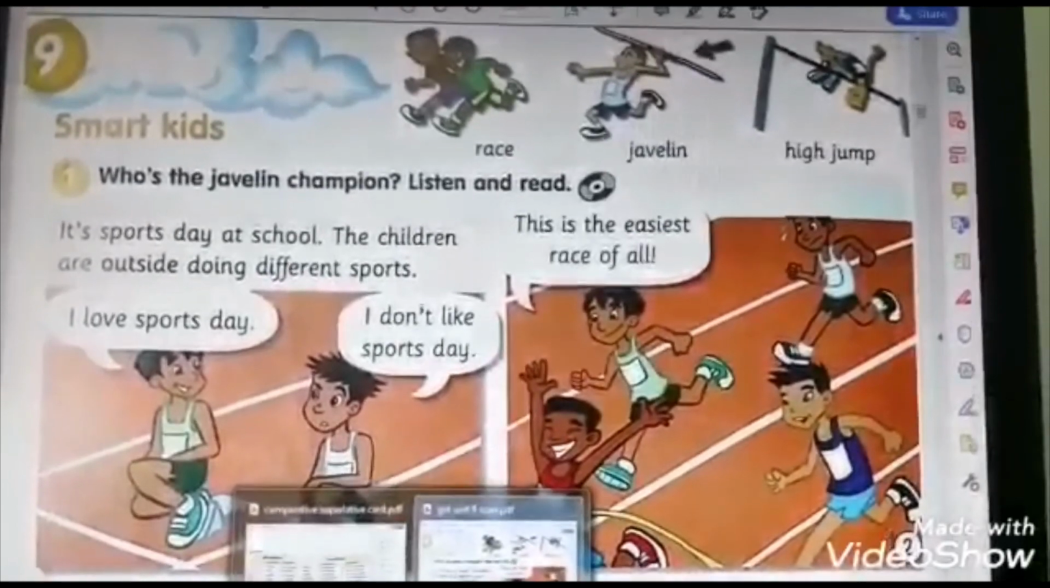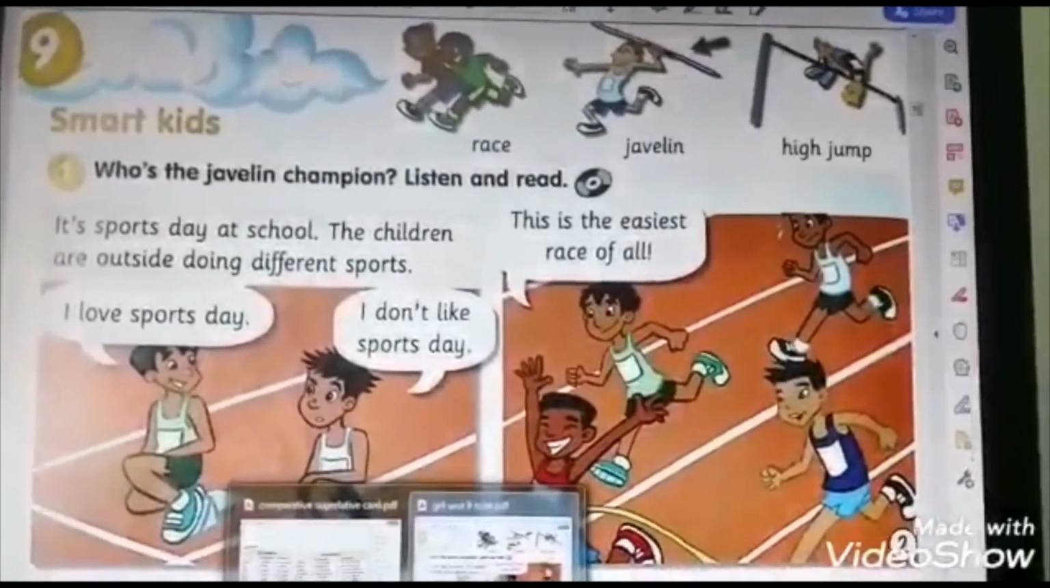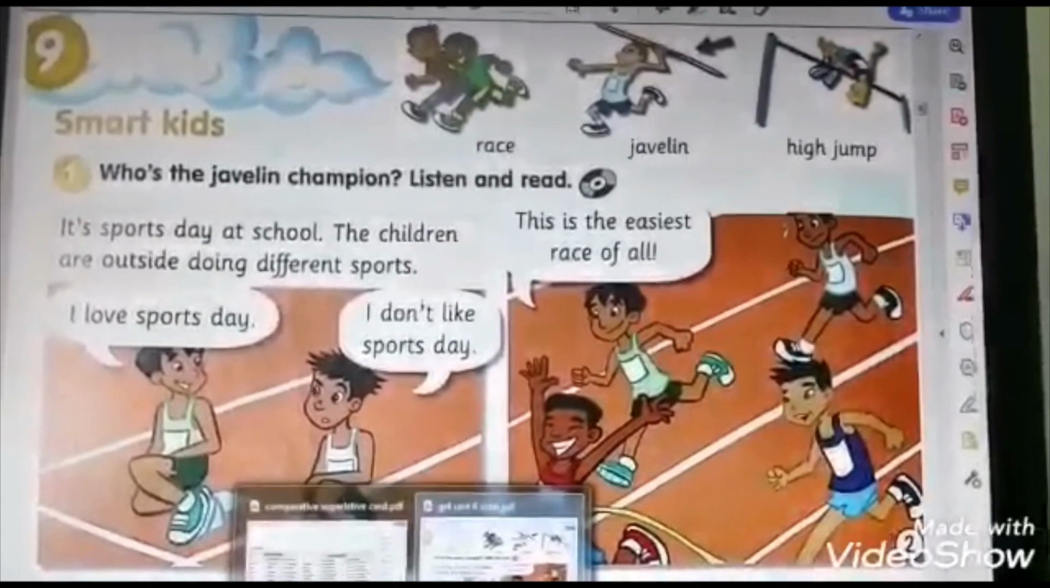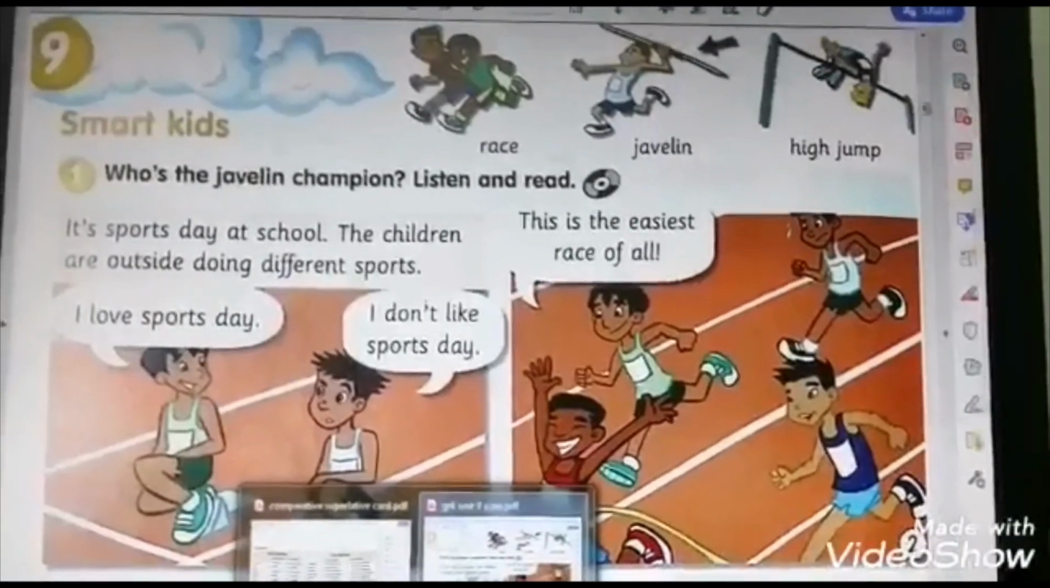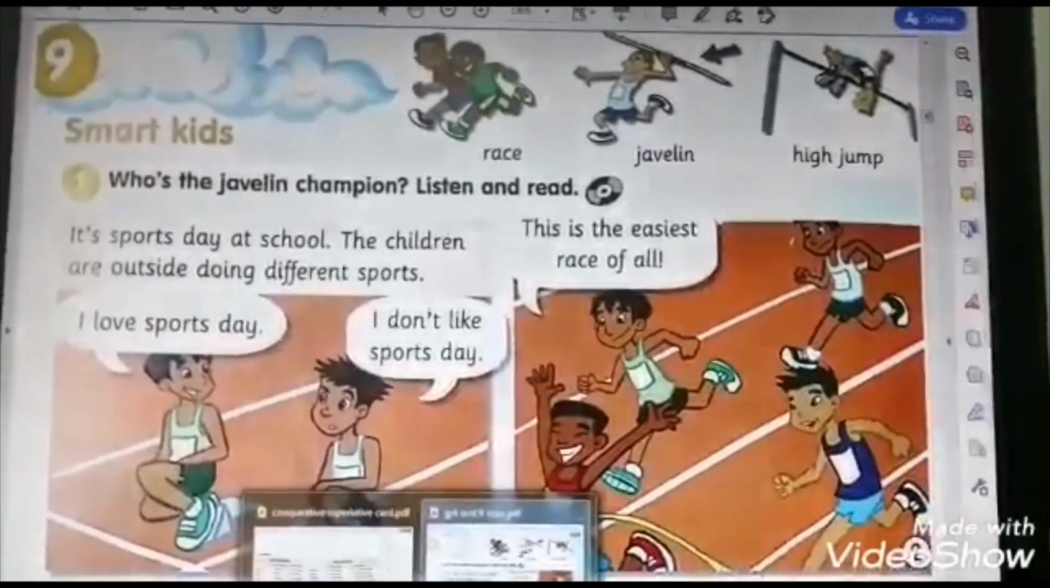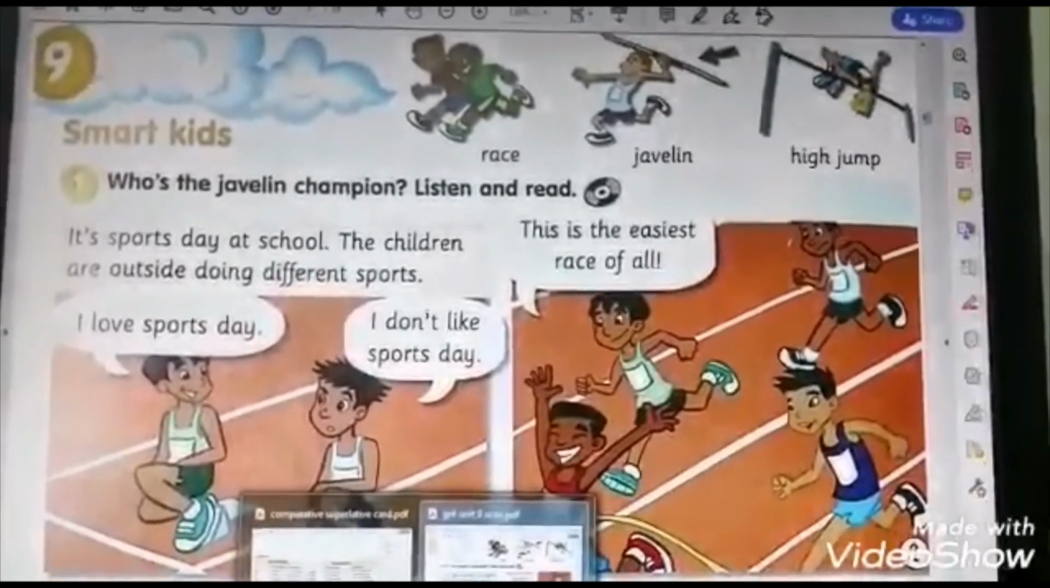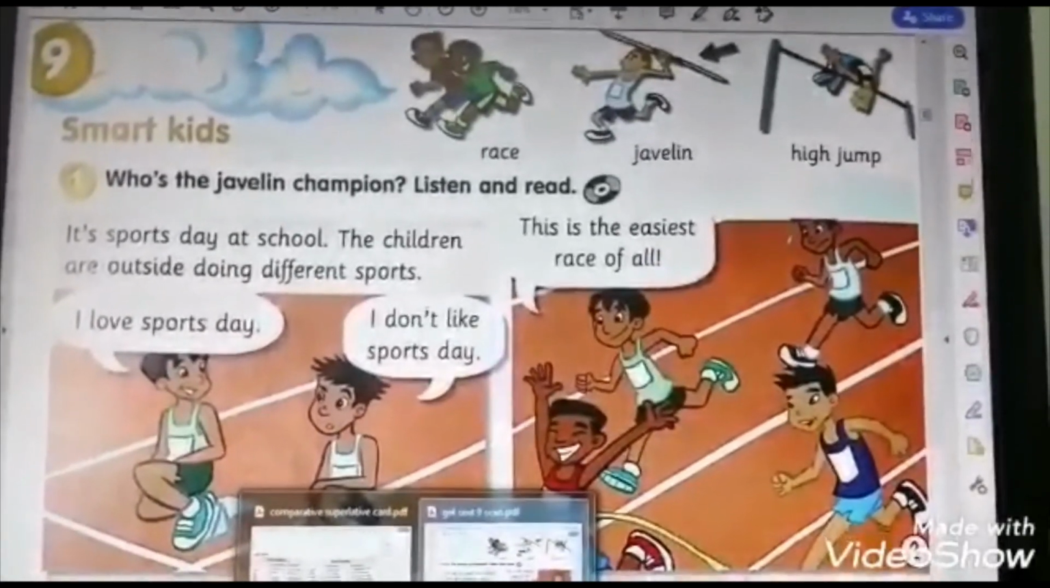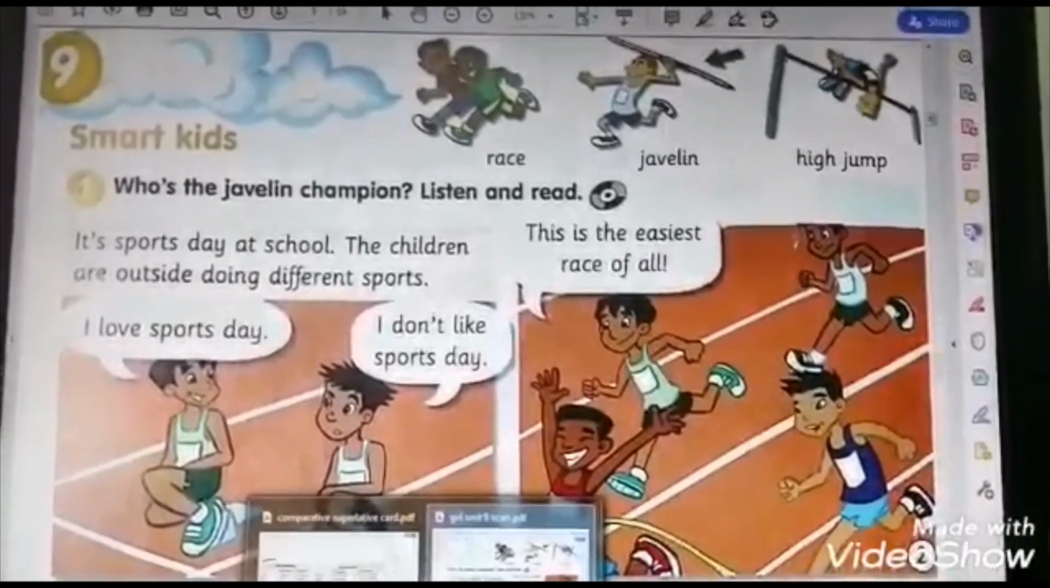Please open your student book page number 84. In the previous lesson, we learned about likes and dislikes. Today we are going to cover superlatives. So what are superlative adjectives? Let's look at a little bit more into this.